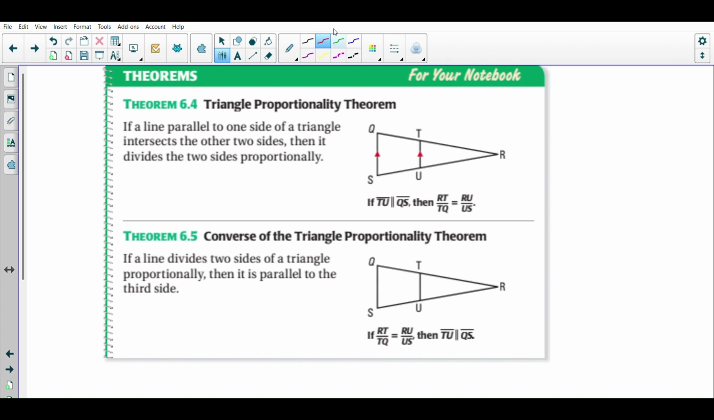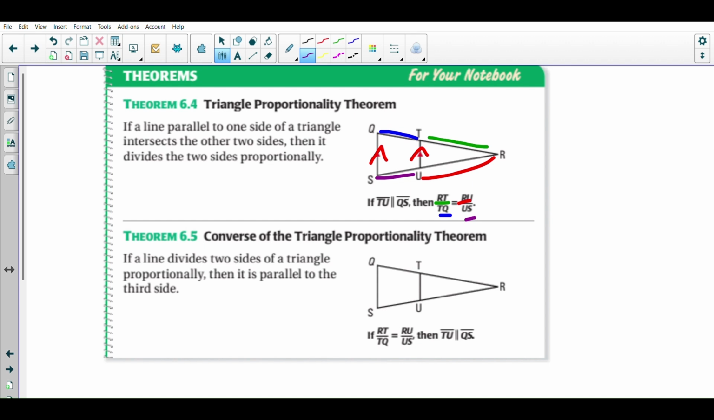So this theorem says that as long as these two lines are parallel, then the two individual parts that are created are proportional. So RT over TQ is equal to RU over US. Okay, so it splits it up evenly. So it is proportional.